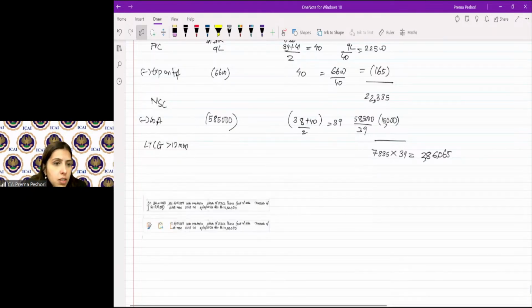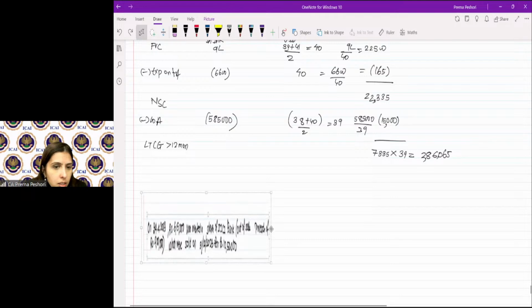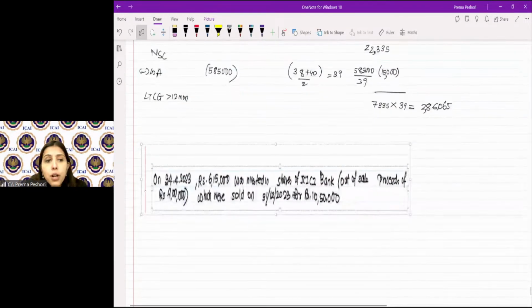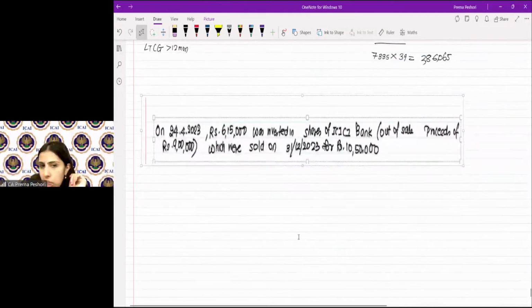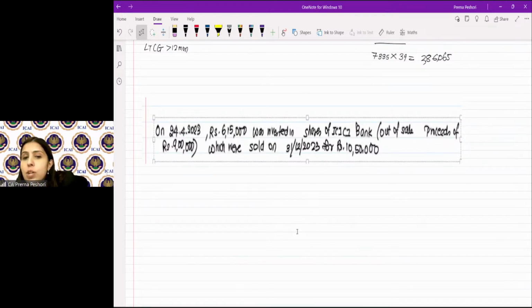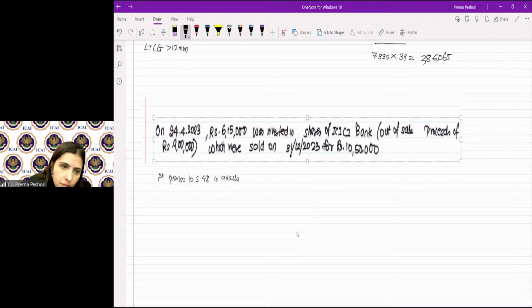So let's say, for example, I'm putting it over here. On 24th April, 6,15,000 was invested in the shares of ICICI Bank out of the sale proceeds of 9 lakh, which were sold on 31st 12 2023. So again here, on every reinvestment out of the original foreign exchange, the first proviso to section 48 will be available. So the first proviso to section 48 is available on the reinvestment as well. It is not only when I have initially utilized the foreign exchange; if I am reinvesting the amount, on that as well, the first proviso will be available.